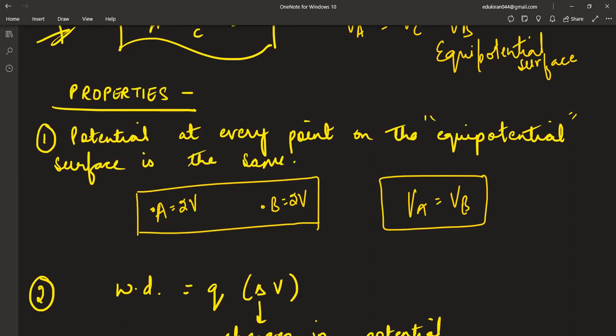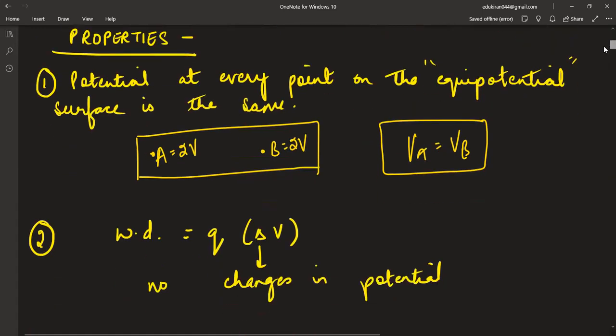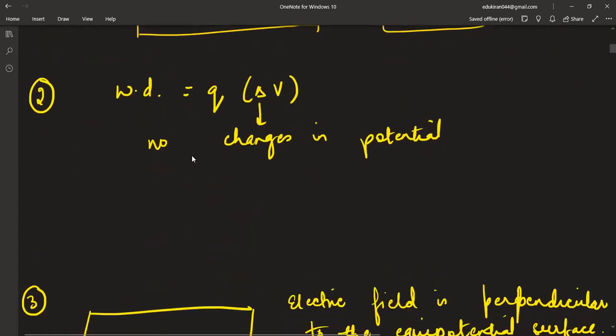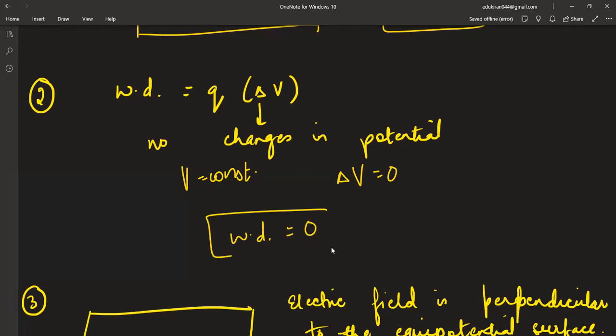Remember, we did this formula, work done is equal to charge multiplied by change in potential. Right? So see, if there isn't any change in potential from one point to another point, if your potential is constant, so will there be any change? No changes in potential. Right? If voltage is constant, change in potential is 0. Right? If there is no change in potential, then work done is 0.